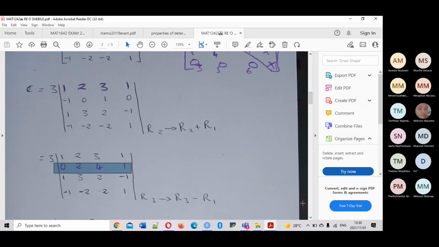So to obtain, now we move to the third row, so that where they say 1, we must have 0. So what are we going to do? We are going to say row 3 minus row 1. Are we together?